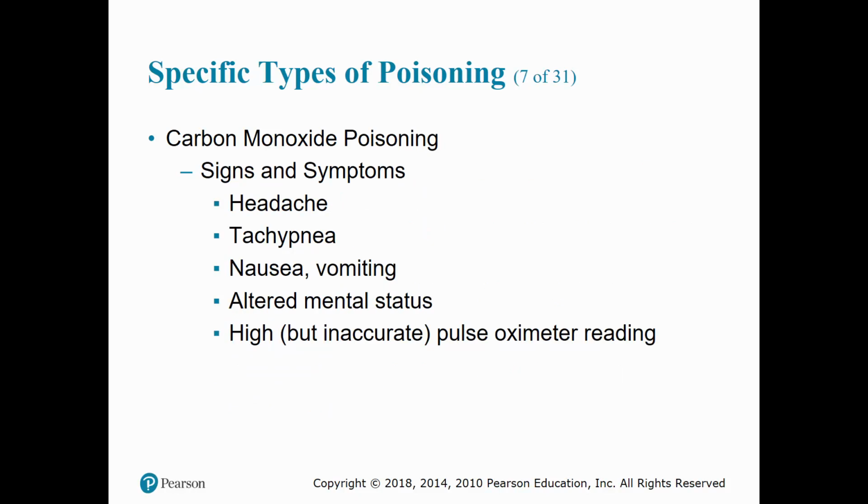They will also have a very high pulse ox, because your pulse ox doesn't actually monitor the amount of oxygen. The reason being is all it's doing is measuring how saturated that hemoglobin is with some type of substance. So if carbon monoxide is on it, it might read that it's 97% saturated, but it's not 97% saturated with oxygen.